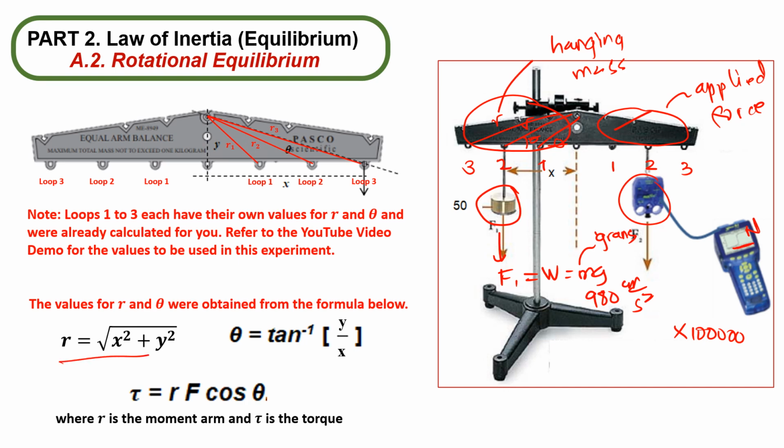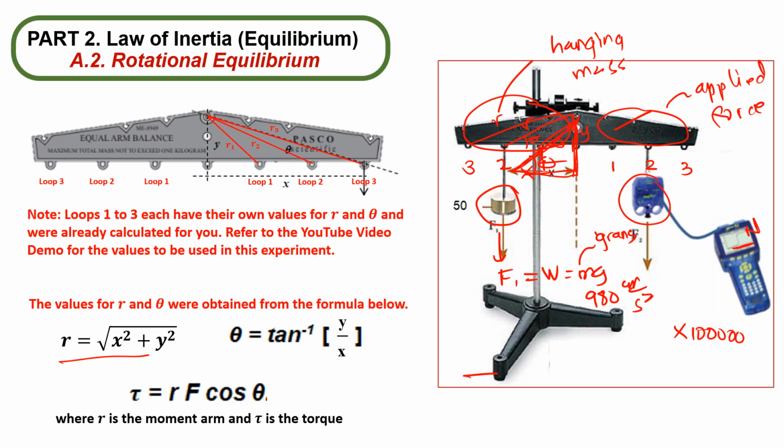This is the Pythagorean theorem. To compute for the lever arm, or the distance from the applied force to the point of rotation, that is equal to the square root of x squared plus y squared. The x here is the distance, this one. Assuming this is loop 1, this is x, and this is the value of y. So you have the x, you have the y, you can compute here the r. Again, this is a right triangle, meaning we can use the Pythagorean theorem. And for the angle we can use tangent theta. So the angle is equal to arctangent of y over x.